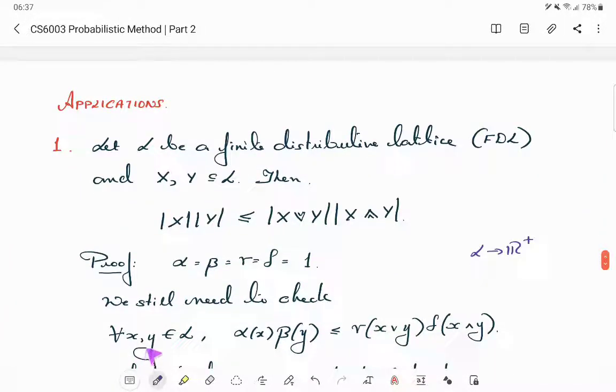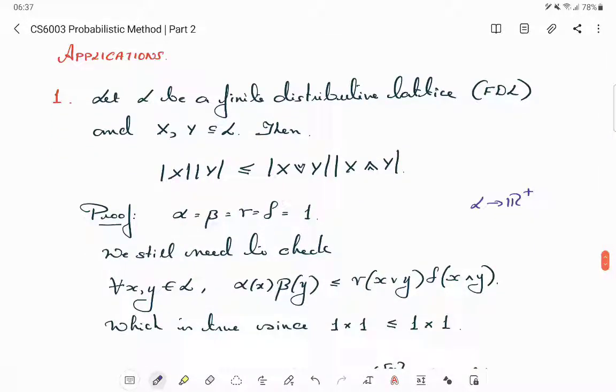You have to check that for all two members X and Y in L, this relation alpha X beta Y is at most gamma X join Y delta X meet Y is satisfied, which is obvious, it is true, because for every X alpha is 1, for every Y beta is 1, for everything inside gamma is 1, for everything inside delta is 1. So this is just checking 1 less than or equal to 1. So the premise is easily satisfied, and hence the conclusion of the four functions theorem for lattices follows, which is exactly what is written here.